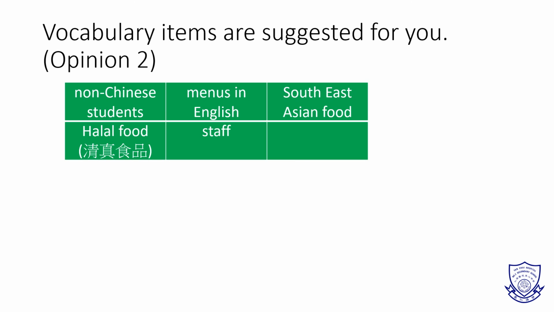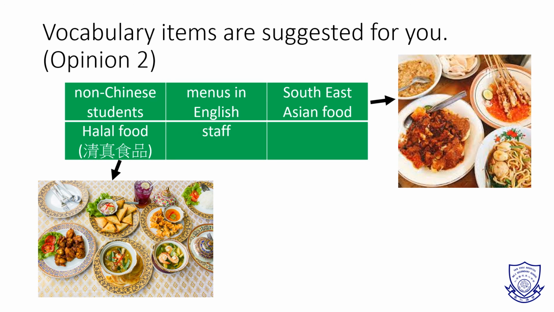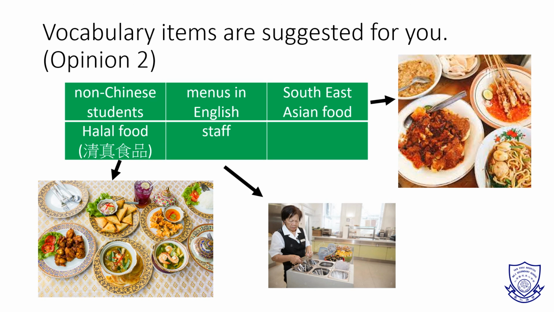If you are working on opinion 2, you have 5 vocabulary items suggested. The first one is non-Chinese students. Number 2, menus in English. Number 3, Southeast Asian food. Number 4, halal food. And the last one, number 5, staff.